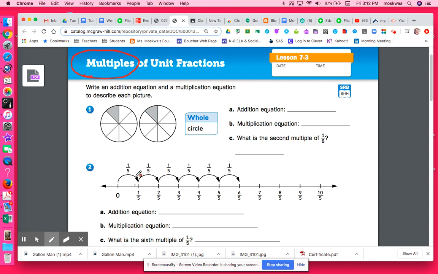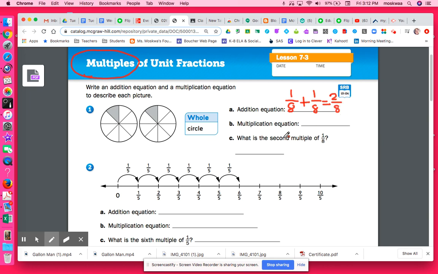So we're going to do these two together, and then I'm going to have one for you to do on your own. So write an addition equation and a multiplication equation to describe each picture. My first picture shows one circle divided into 8 equal parts, and one part is shaded. So when I'm writing an addition equation, this is showing me 1/8. And then I have another one here. It's exactly the same. So 1/8 plus 1/8 equals, whoops, you guessed it, 2/8.